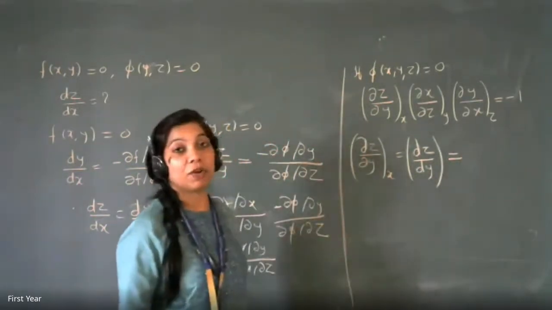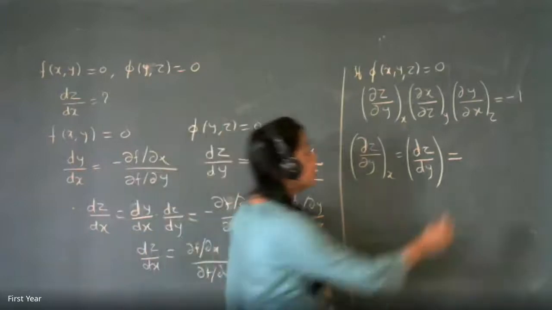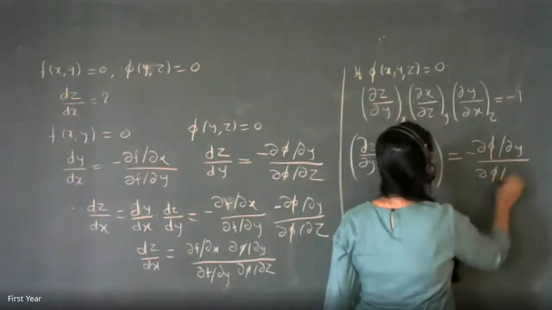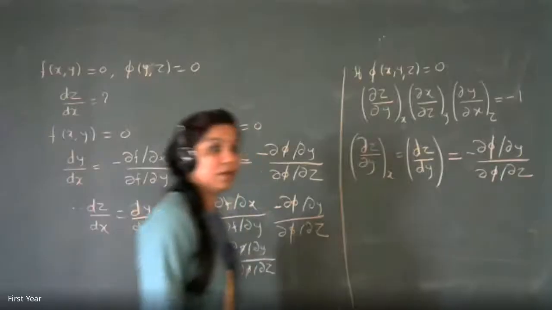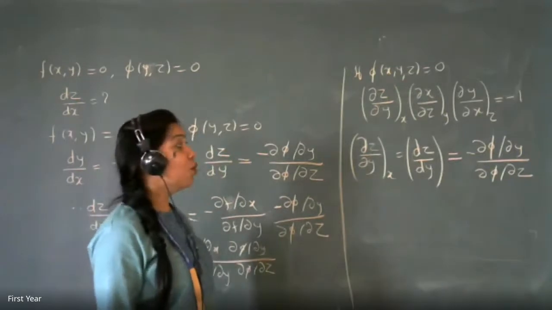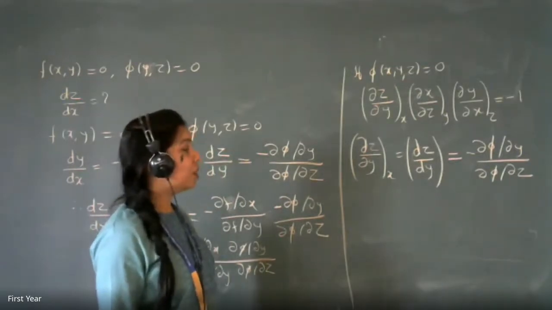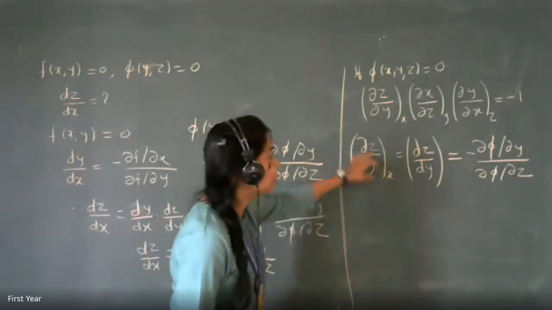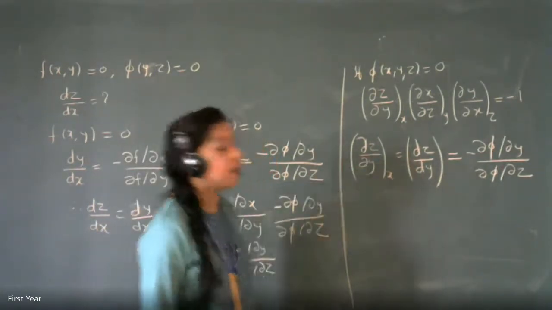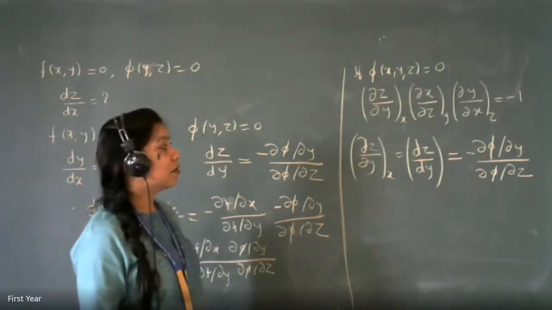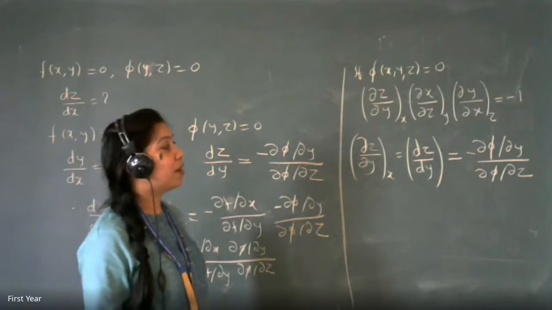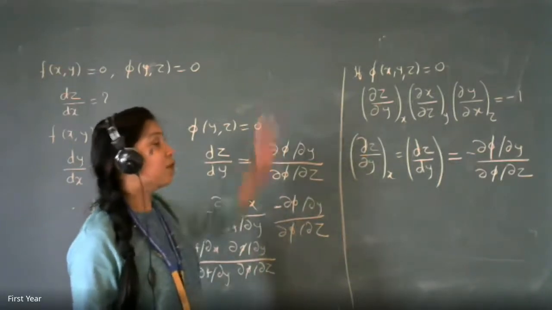If your explicit formula is phi of x, y, z is equal to 0, it is minus del phi by del y divided by del phi by del z. Is this clear? Very simple it is. The only thing is you don't understand what to use. So when I am given that x is constant, that means these two depend on each other. Directly I make use of the formula for implicit function and write it in terms of minus del phi by del y upon del phi by del z. I have to make use of the phi function.